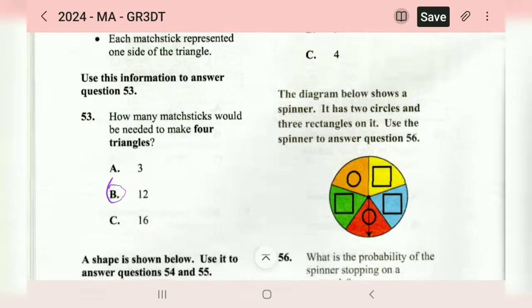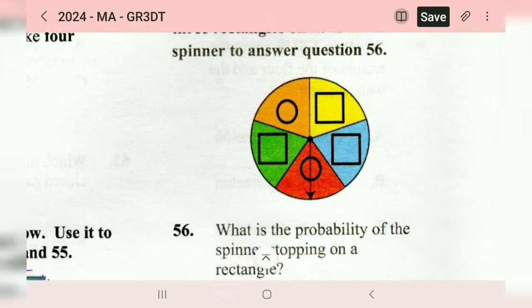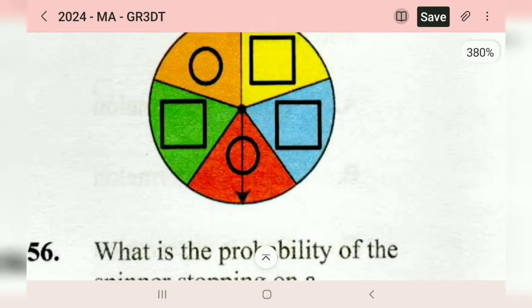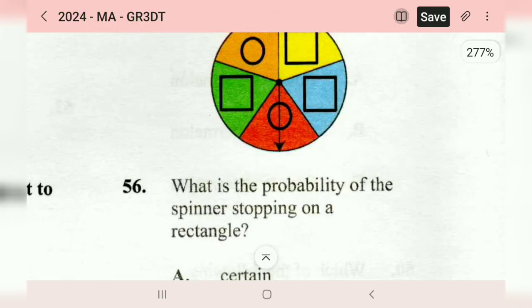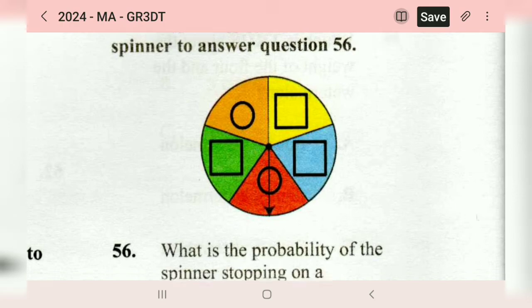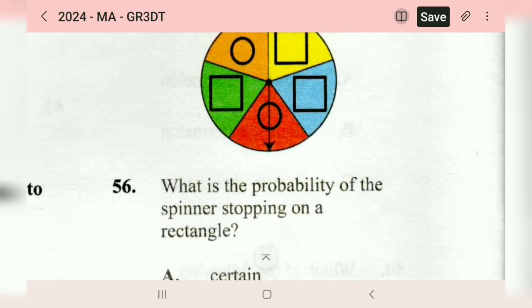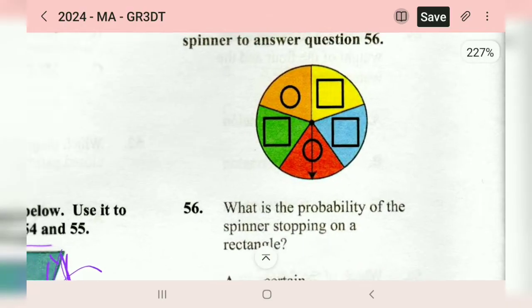A. Moving on. The diagram below shows a spinner. It has 2 circles and 3 triangles on it. Use the spinner to answer question 56. So let's look at it. 2 circles, 3 squares or rectangles. What is the probability of the spinner stopping on a rectangle? So if we were to turn this arrow spinner here, how likely will it be that it's going to land on a rectangle? Do we have any rectangle? I mean triangle. What is it asking?